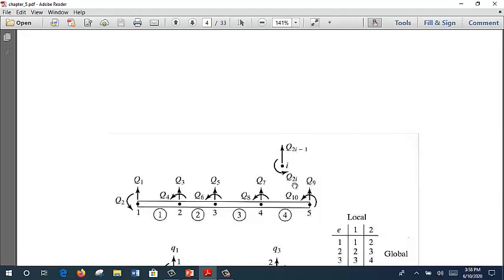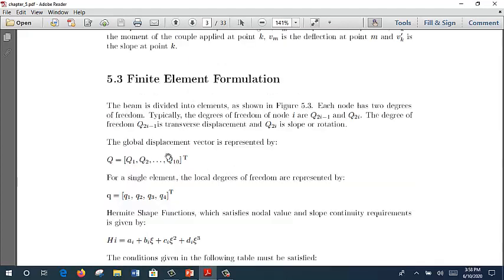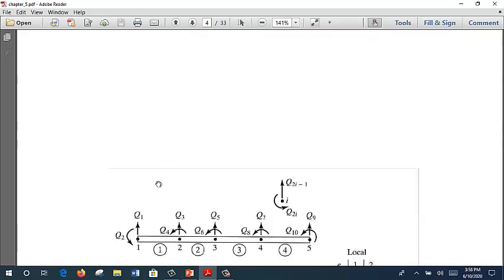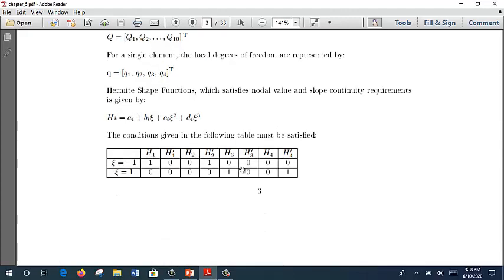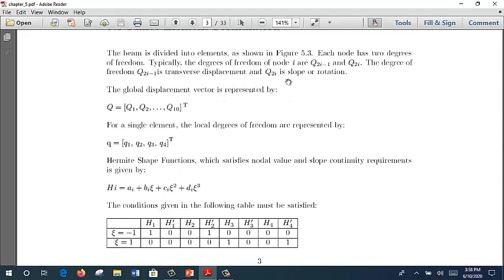If you want to know, the Q2i minus 1 is a transverse displacement, and Q2i is for the vertical, the vertical displacement, or we call it slope or rotation. So in order to find the global displacement vector, this is how you calculate it: the transpose of Q1, Q2 until Qn.